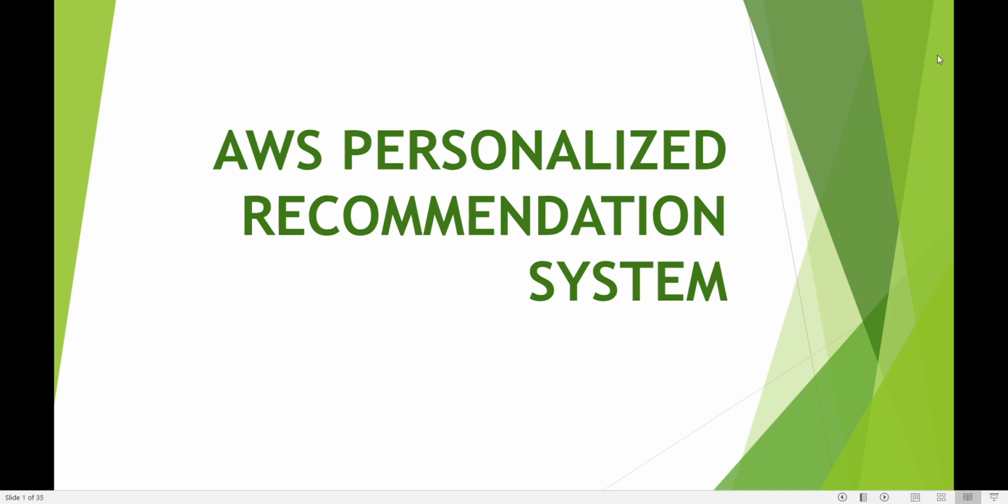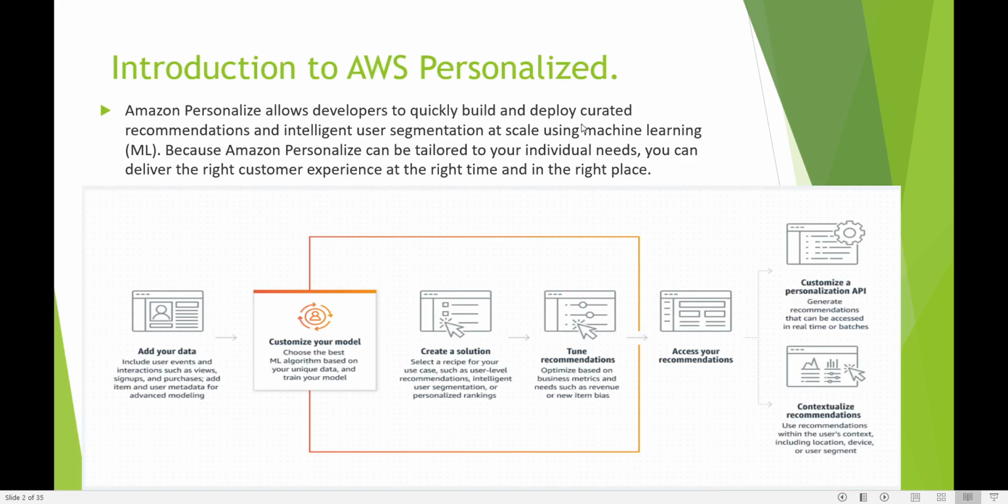So today we'll talk about the AWS Personalize Recommendation System. So, what is AWS Personalize? Amazon Personalize allows developers to quickly build and deploy curated recommendations and user segmentation at scale using machine learning. So basically, Amazon Personalize on the AWS platform uses machine learning to deploy certain models which contain certain algorithms, on the basis of which we can deploy the machine and perform our desired work and desired operations.